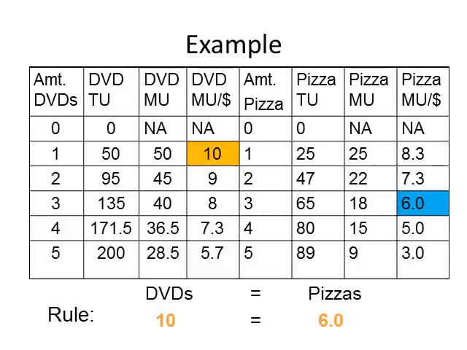Moving down the pizza MU divided by dollar sign column, DVD MU divided by dollar sign is 10. The pizza MU divided by dollar sign is 6. Since 10 is not equal to 6, Colleen will choose not to consume at this point. Moving down again, DVD MU divided by dollar sign is 10. The pizza MU divided by dollar sign is 5. Since 10 is not equal to 5, Colleen will choose not to consume at this point.